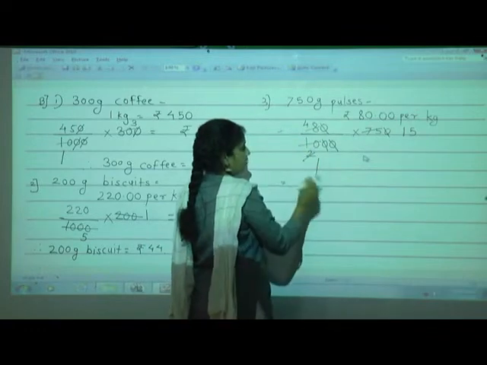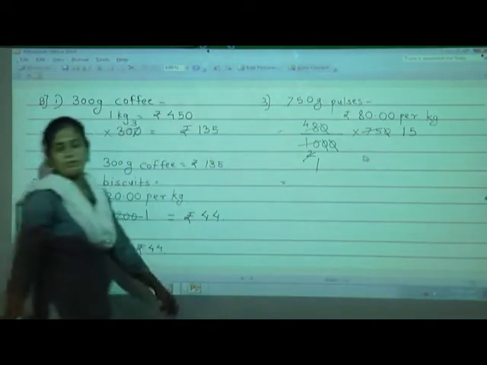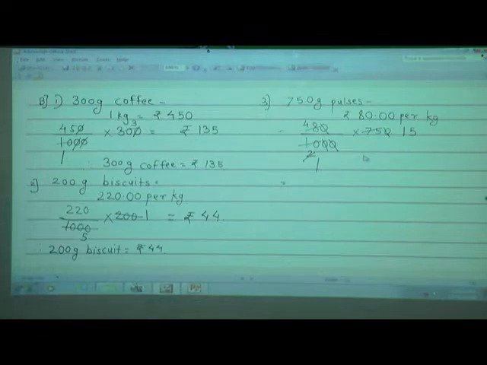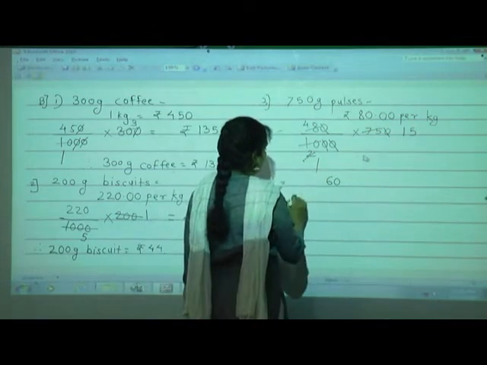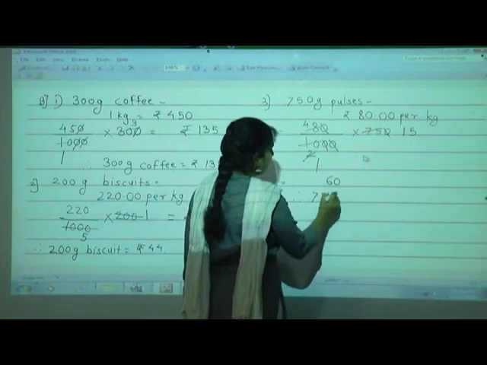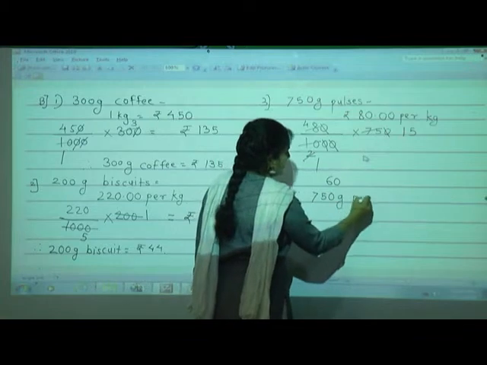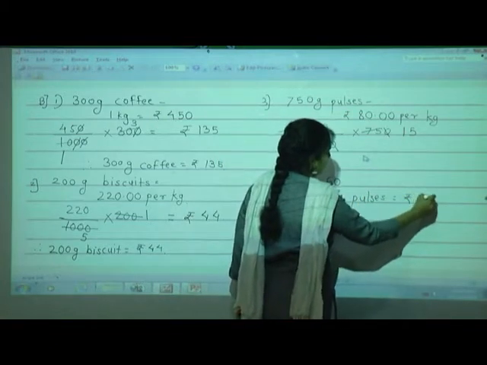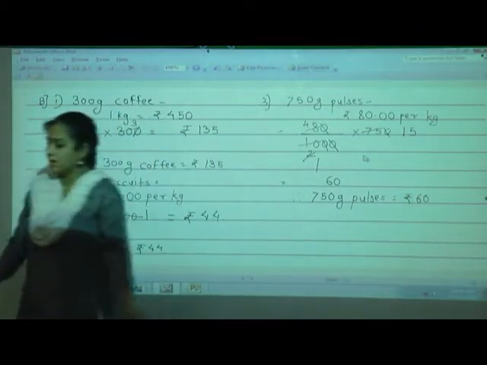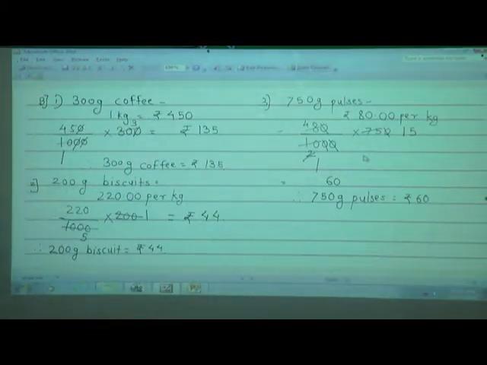Now 15 multiplied by 4. Yes, students, do the multiplication. 15 multiplied by 4. So the answer is 60. And therefore the price of 750 gram pulses is rupees 60. Okay, now students, again the next item is 1 kg potato, and you can see the price list.